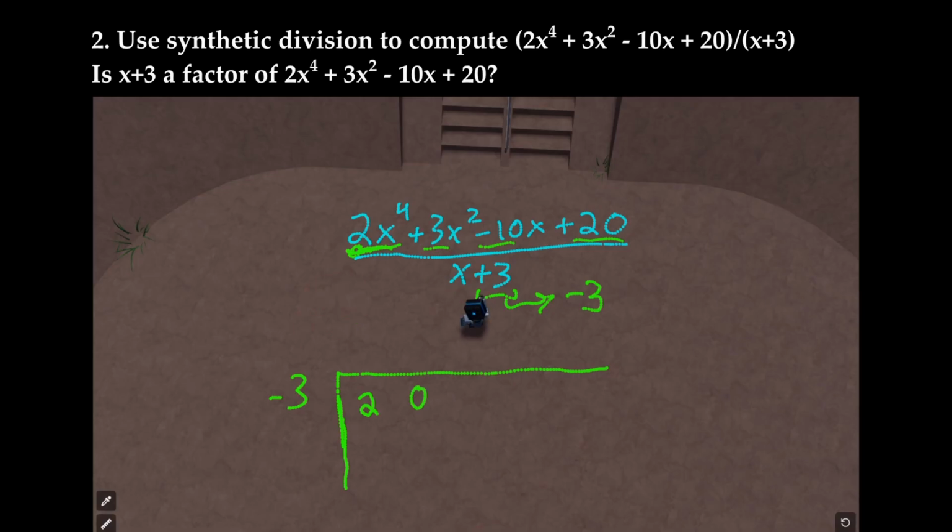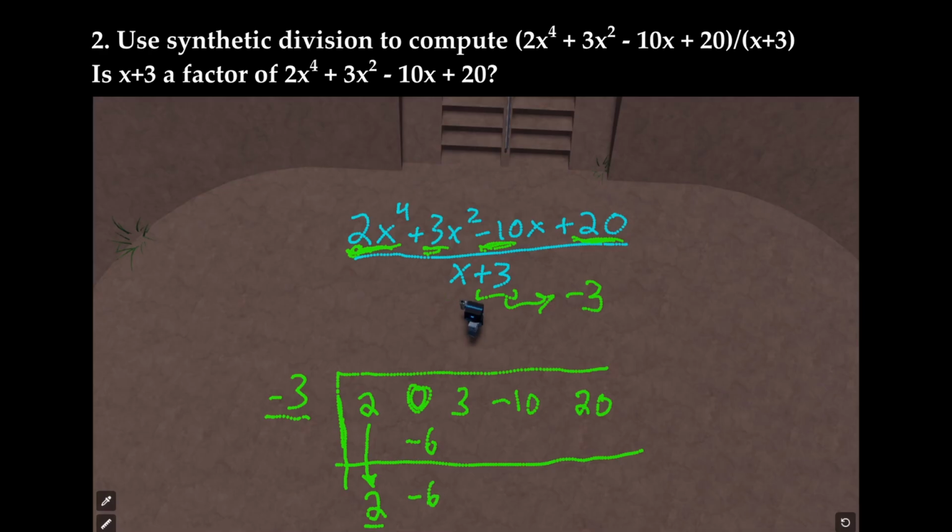So then we have a plus 3 from the x squared, then a minus 10 from the x, and then a plus 20. And then now we're ready to proceed with synthetic division. First step is you always bring down the first number inside of the table no matter what. So bring down that 2. Now multiply and add. Minus 3 times 2 is minus 6. Now you add 0 and minus 6. 0 plus minus 6 is minus 6.